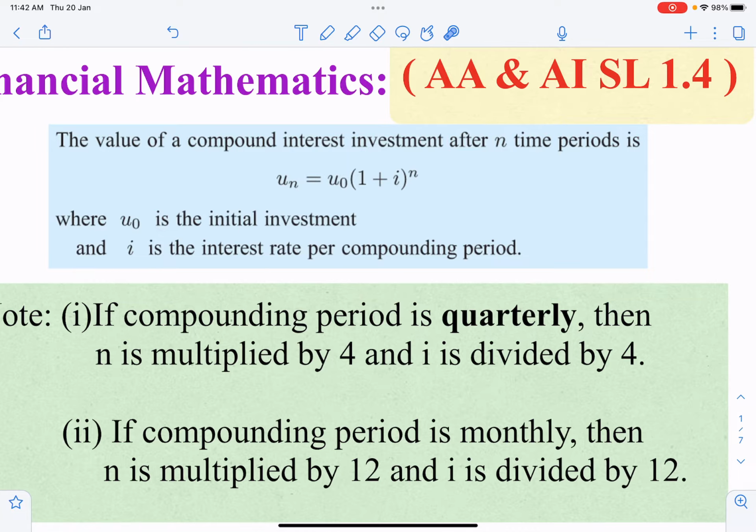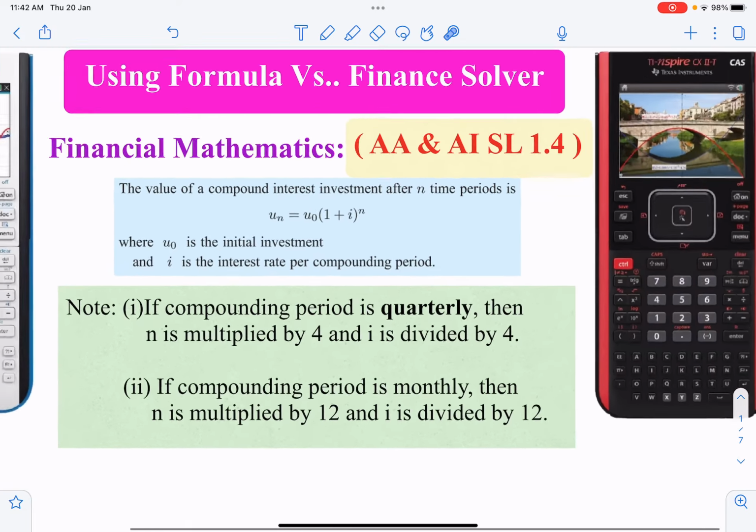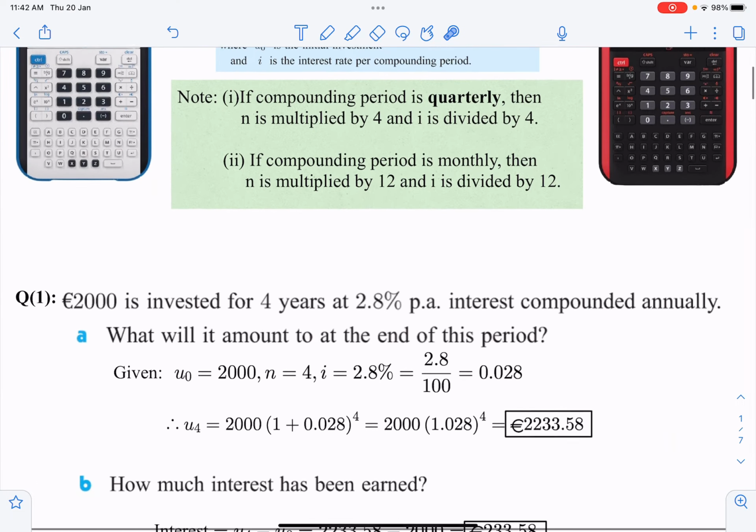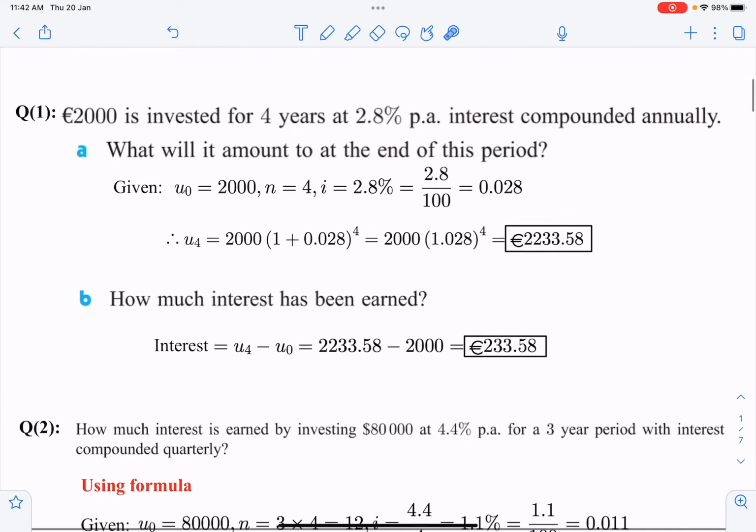Then if the compounding period is monthly, every month, then n is multiplied by 12, and I is divided by 12. So here you will divide by 12, here you will multiply by 12. And then you will use this formula. So I hope you will remember it. Okay, then look at the first question.